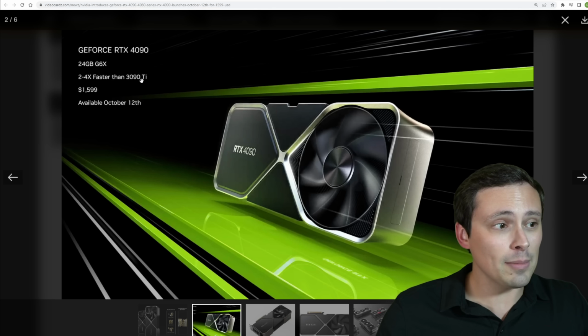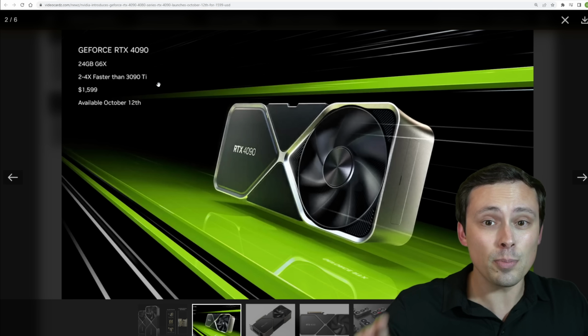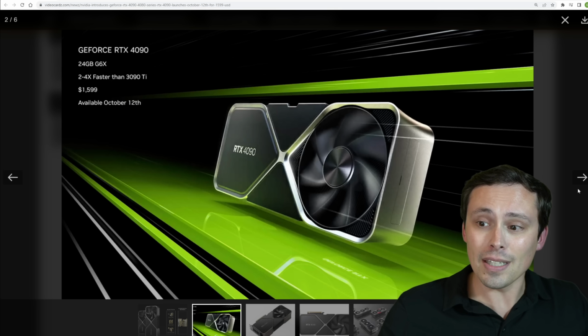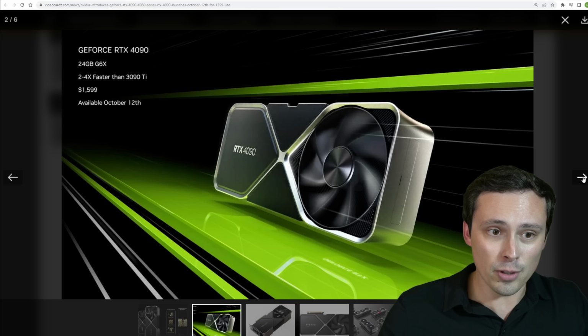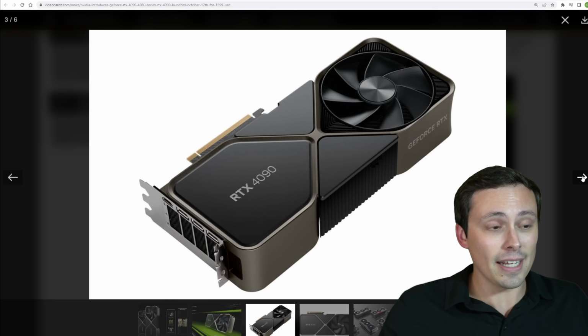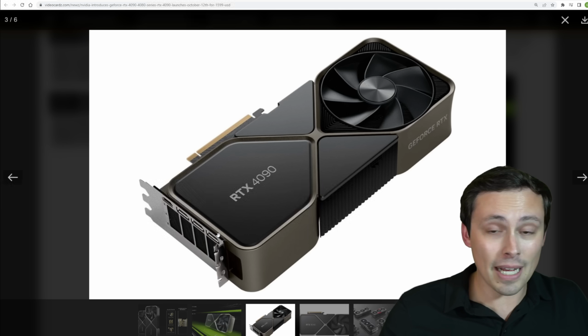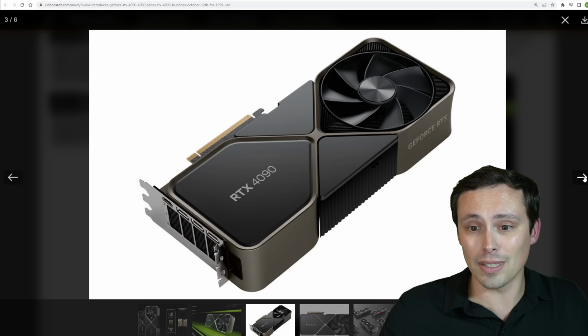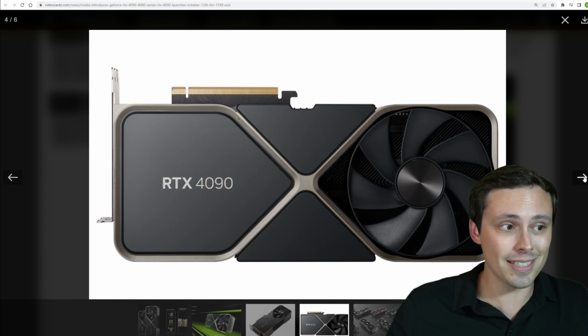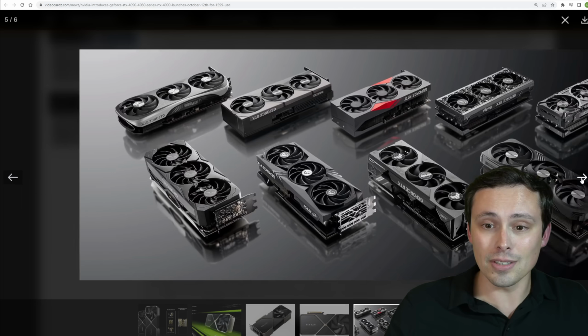Now, 2 to 4 times faster than a 3090 Ti is possibly misleading. We need to talk about this. But before we talk about that performance jump, let's get into what it looks like. Basically the same as a 3090 Ti. It looks absolutely massive, possibly even bigger. They're going with the same basic Founders Edition design, so it looks pretty similar to last gen.